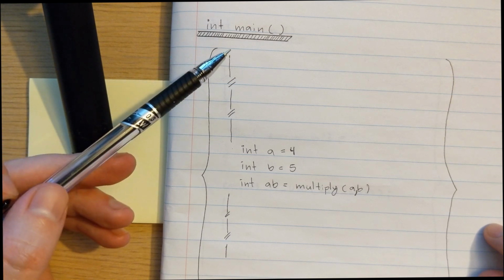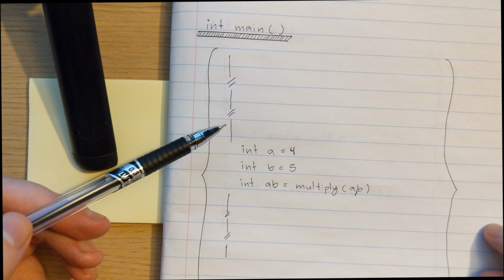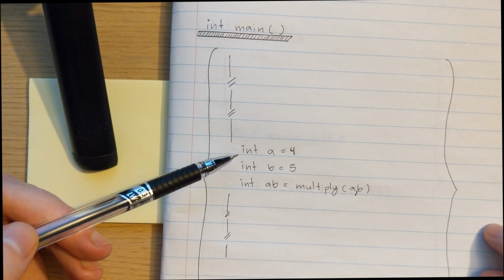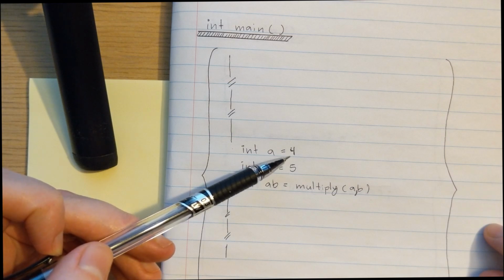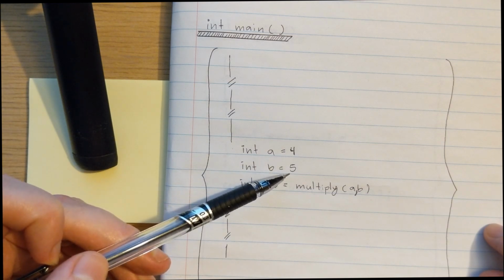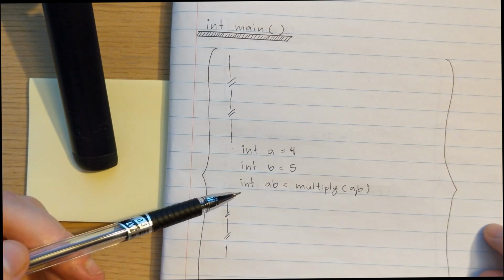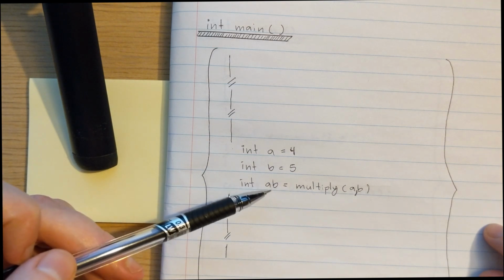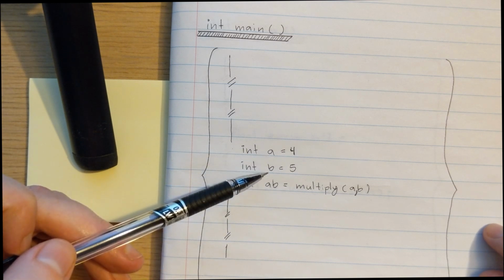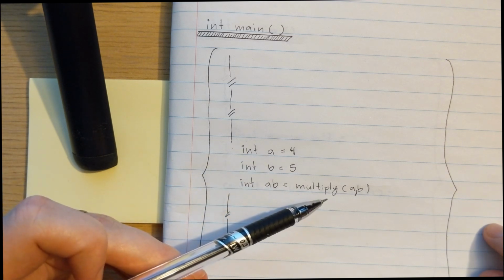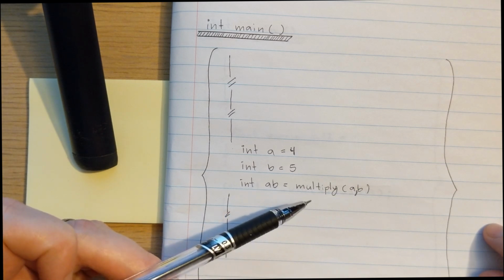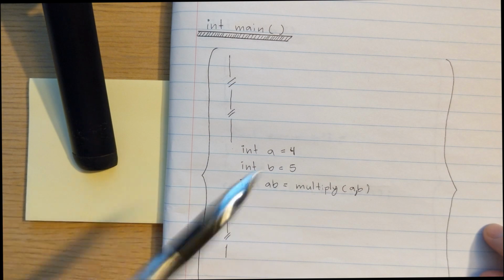And so we've got our int main, and we're doing some programming, we're going along. And then we're going to declare this value int a, and we're going to set it to the value 4. And we're going to declare variable int b, and we're going to set it the value 5. And then we have this other int ab, and we want ab to be the product of a and b. And so we're going to call this multiply function, and we're going to pass it a and b, and then it's going to return to us the product of a and b.